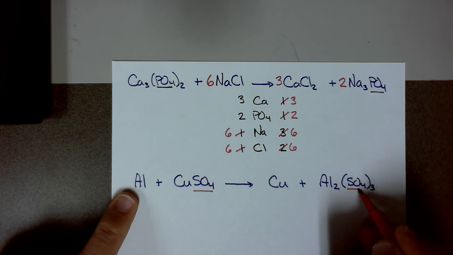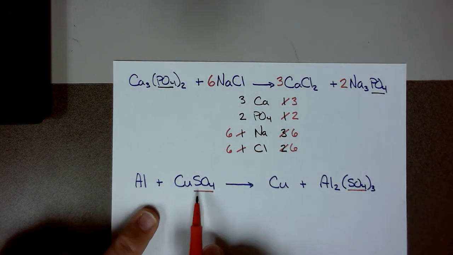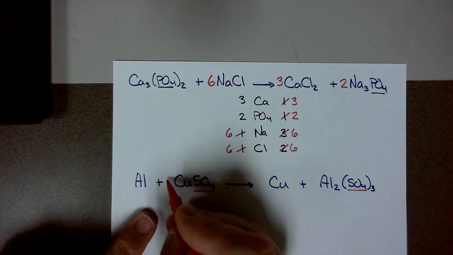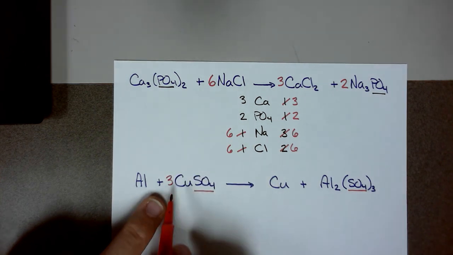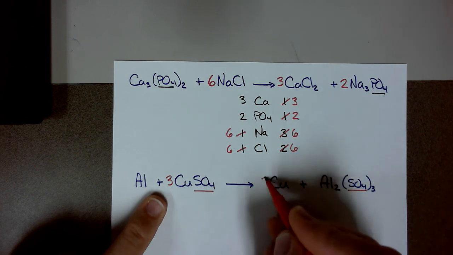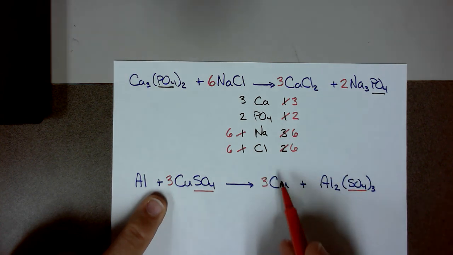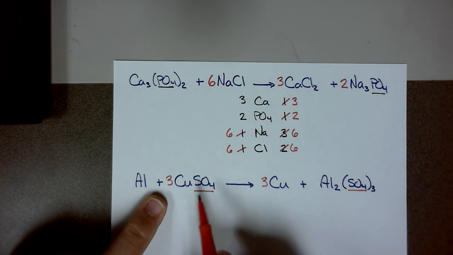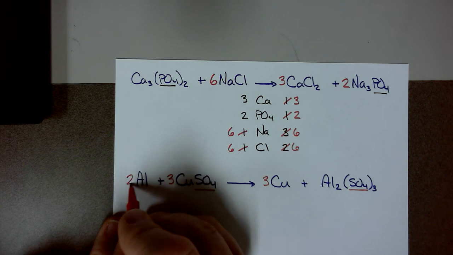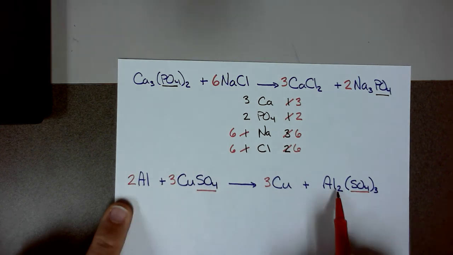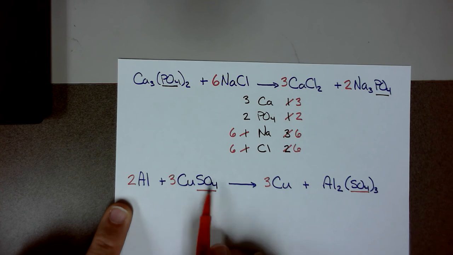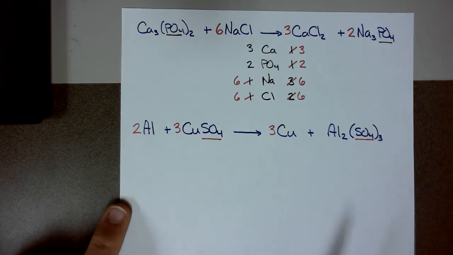Okay, so I have 1 sulfate here, 3 here. So that means on this side I need to put a 3. As soon as I did that, I have 3 coppers. So I go back to the other side and put a 3. Now I just want to make sure everything matches, and I notice I've got 2 aluminums here, 1 here, so I have to put a 2. So that's 2, 2, 3 coppers, 3 coppers, 3 sulfates, 3 sulfates. Now it's balanced. And all I did was go back and forth.